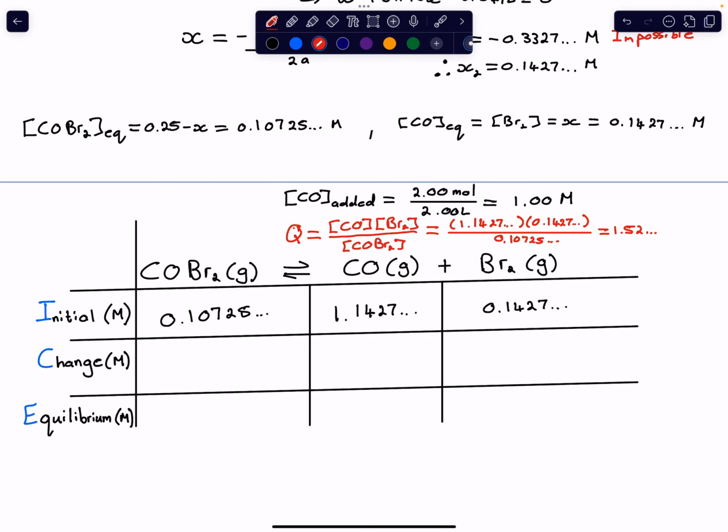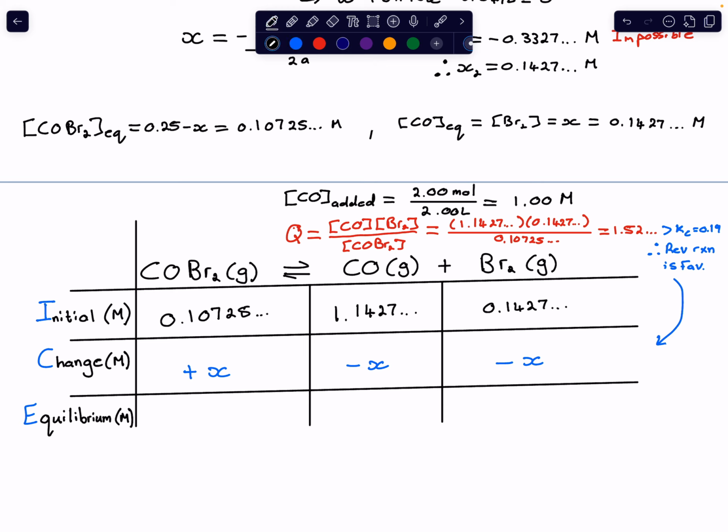We see that that is indeed larger than Kc, equal to 0.19. So in this case, Q is larger than K, so that means the reverse reaction is favored. That infers what we must do here. If the reverse reaction is favored, it means our products need to reduce in concentration, and our reactant needs to increase in concentration. And again, the stoichiometry is 1 to 1 to 1, so it's always 1x in this case.